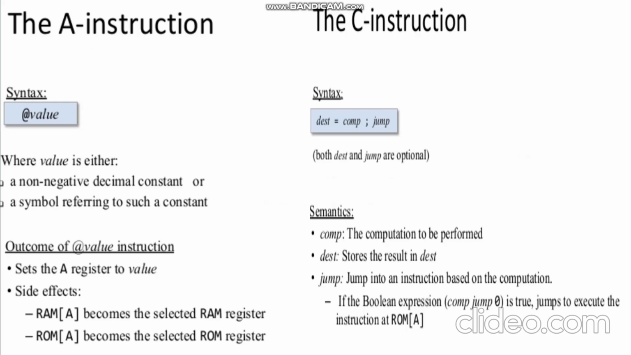But if the value of the A instruction is a symbol, then the instruction will set the contents of the A register to the value that the symbol points to, and this value will not be the actual value in that memory register. On the other hand, C instructions have a symbolic syntax of dest equals comp semicolon jump. This instruction performs a computation on the CPU, which is stored into a destination register or a memory location. It can also tell the CPU to jump to another instruction memory address that is pointed to by the value or the symbol.